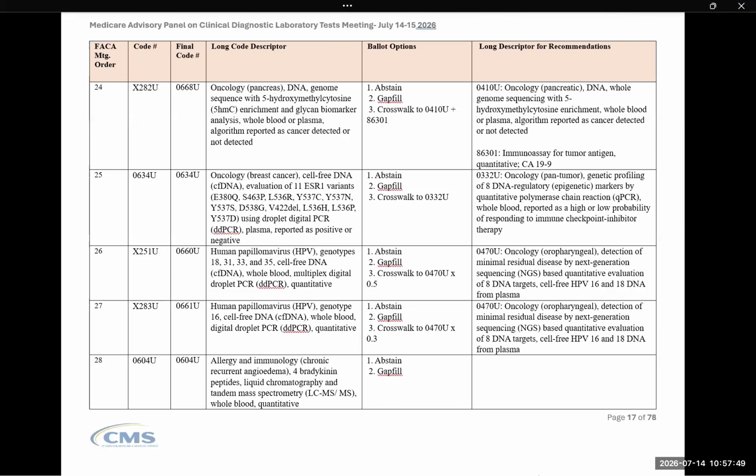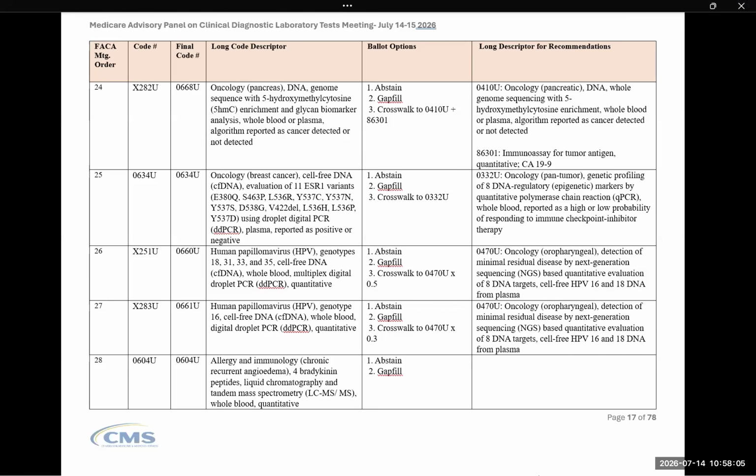All right, next up, we have a couple of biomarker codes. So formal code number X251U, final code 0660U. Yes, I have that code.